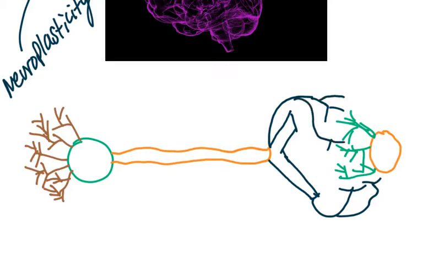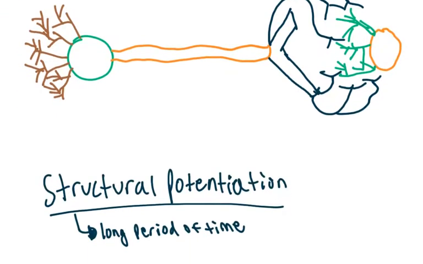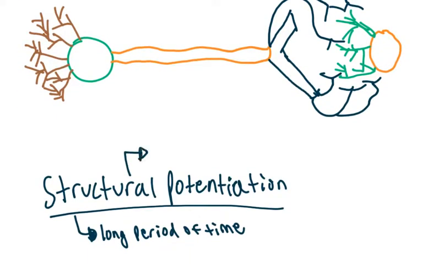So now you're not going to have just one synapse, you're going to have many. And this is a form of structural potentiation. So let's go and write that down. One form of structural potentiation is you start to build more synapses. And so why is this good?